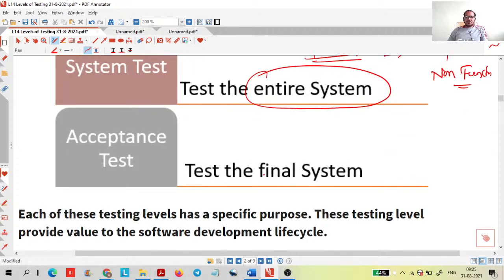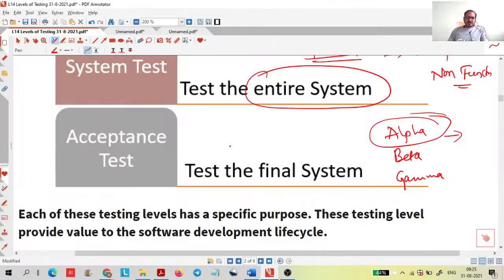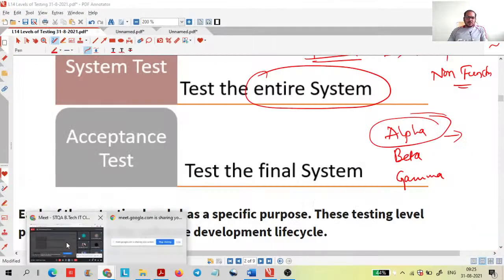Acceptance testing has different levels, alpha testing, beta testing, gamma testing. It is with respect to testing at the client side. Alpha testing is testing the application at the developer side, and the other is testing the software application at the client side.